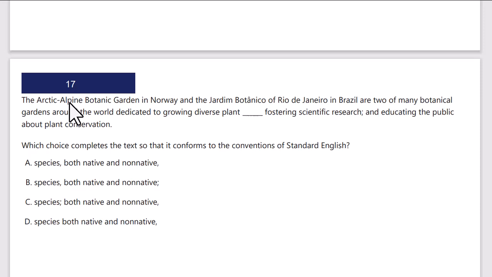Okay, quick vertical scan. We see species, both native and non-native, a couple with semicolons, and others with just commas. So let's look at the sentence. The Arctic Alpine Botanic Garden in Norway and the Jardim Botanico Rio de Janeiro in Brazil are two of many botanical gardens around the world dedicated to growing diverse plant species. Okay, that's an independent clause. Both native and non-native, fostering scientific research and educating the public about plant conservation.